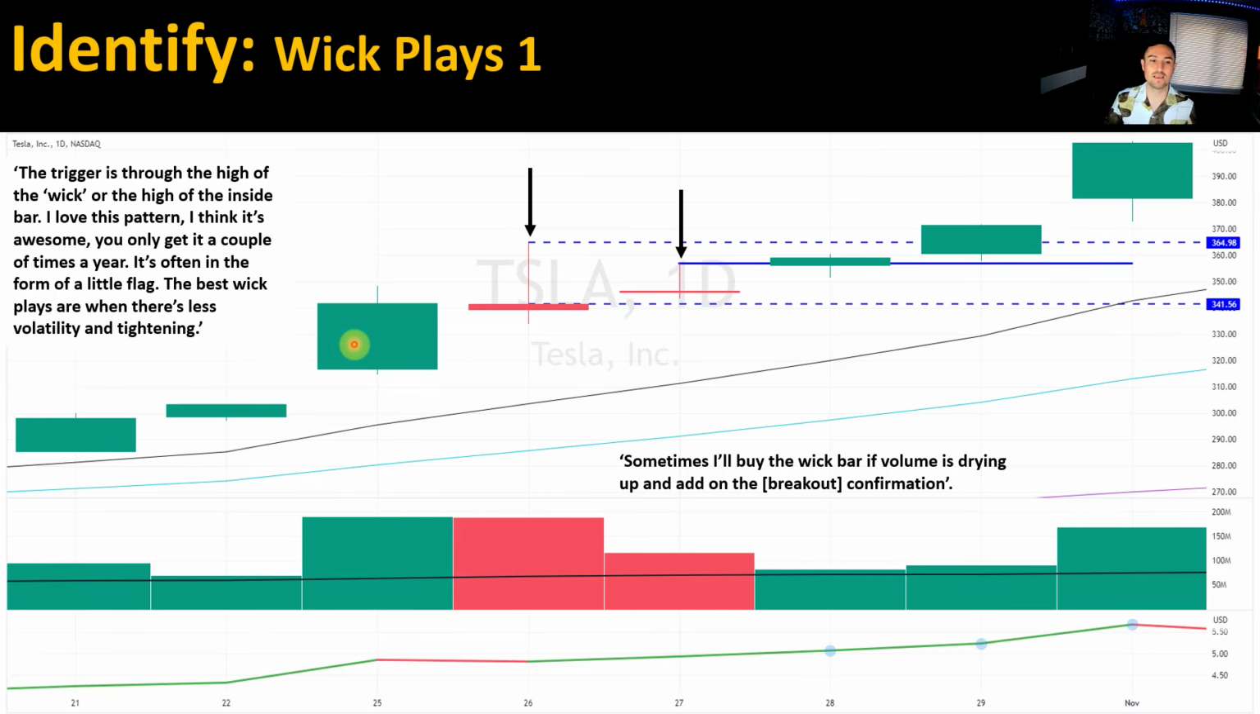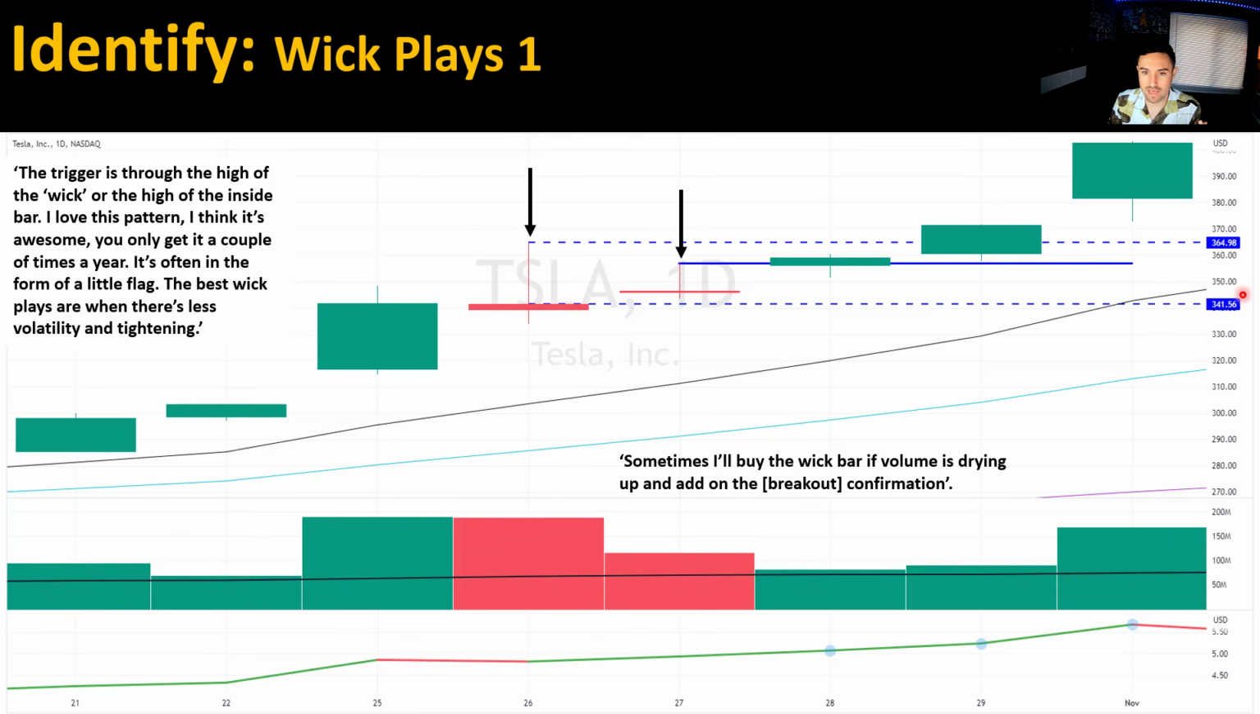So if you look at Tesla here, what is a wick play? So you see Tesla, this is a daily chart. So see how you get this wick here. So a wick play is an inside bar, but it's even more of an inside bar, if that basically makes sense. So see how you get this wick. I call it a supply shoot, but we can call it a wick here.